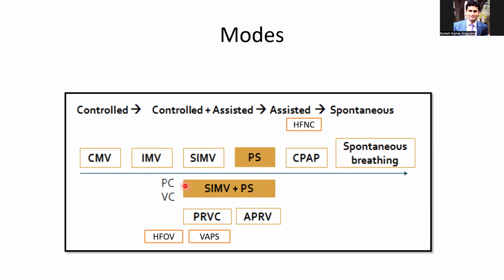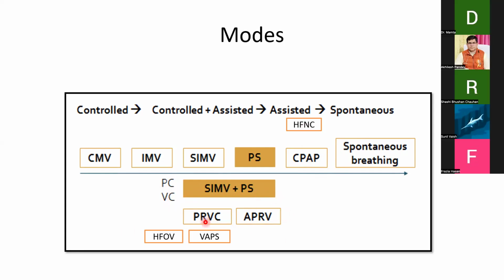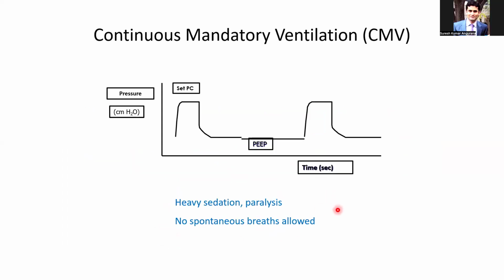It could be of two types, either pressure controlled or volume controlled. This is what is most commonly used these days in Indian settings. Most people use a pressure control mode of ventilation, like PC SIMV with PS. But in adults, they often use a volume control mode of ventilation. Then there is CPAP, or airway pressure release ventilation, or high frequency oscillatory ventilation. So there are several different modes.